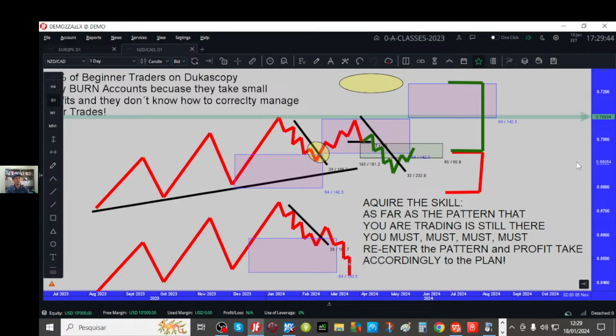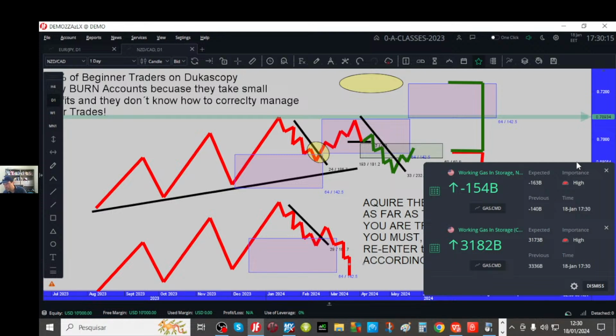Acquire the skill. As far as the pattern that you are trading is still there, you must re-enter the pattern and profit take according to the plan. Take a screenshot, print it out, glue it near your computer, everybody. This is the skill, make sense? Until you acquire this skill, no money for you. Done, alright?